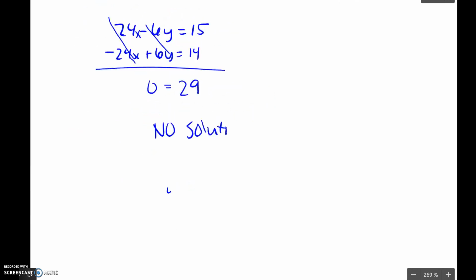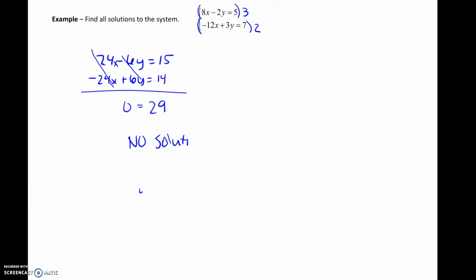Let's go back down. No solution. So it is an inconsistent system. You can write inconsistent if you want.